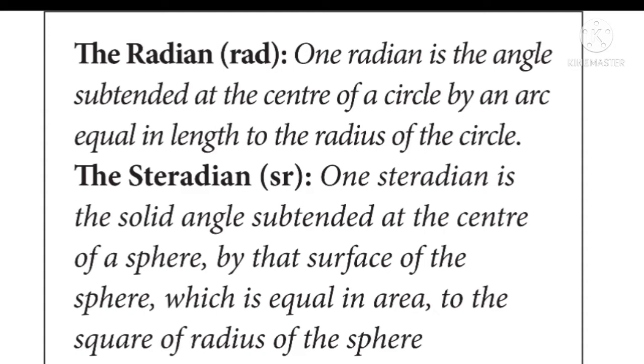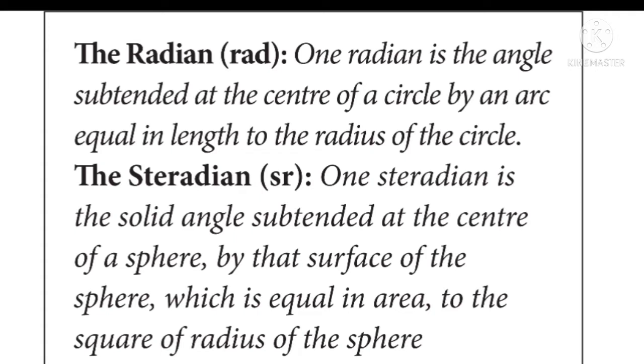What is radian? 1 radian is the angle subtended at the center of a circle by an arc equal in length to the radius of the circle. Once again I repeat, 1 radian is the angle subtended at the center of a circle by an arc equal in length to the radius of the circle.